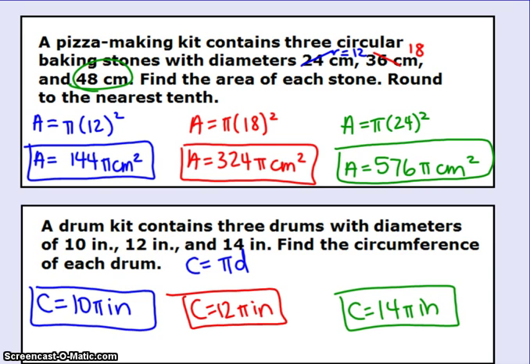Alright, so that's it for circles and the area, as well as circumference. In our next video, we'll be talking about finding the area of regular polygons. See you then!